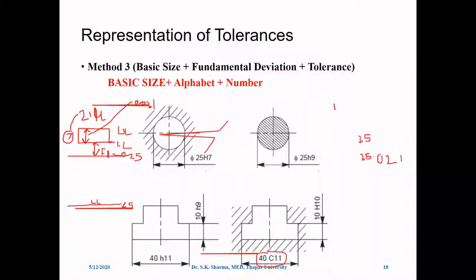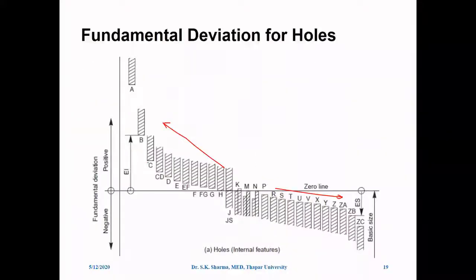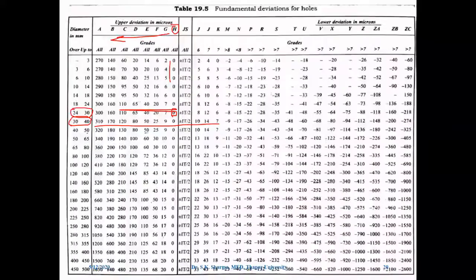So basic size is 40. C means the fundamental deviation is this much, right? But what is this value basically? To see that value you will have to come here. 40 means this is over, and the 40 will be included here in this column, in this row. 40 means this is over and up to 40. So 40 basic size is lying in this line. From C you can find out this is 120. So like in the earlier case it was 0, now in this case the fundamental deviation is 120.